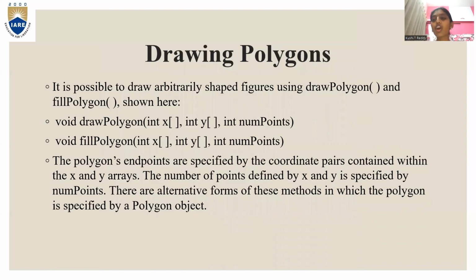So now let us see how to draw polygons. It is possible to draw polygons using drawPolygon or fillPolygon. These are two methods. Here also you will have two syntaxes: void drawPolygon(int x[], int y[], int numPoints); void fillPolygon(int x[], int y[], int numPoints). The polygon's endpoints are specified by the coordinate pairs contained within the x and y arrays. The number of points defined by x and y is specified by numPoints. There are alternative forms of these methods in which the polygon is specified by a Polygon object.